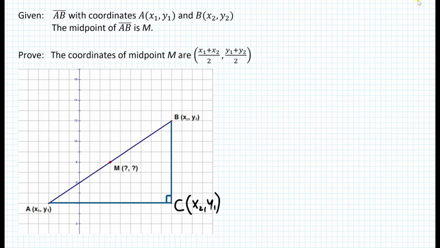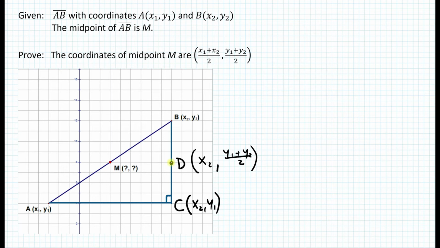The next step is to find the midpoint between B and C. I'm going to call this point D. D is going to have coordinates x2, comma, the average between y1 and y2, which is y1 plus y2 divided by 2. This is pretty simple because we're just dealing with a vertical line, so it's easy to find the point exactly in the middle.